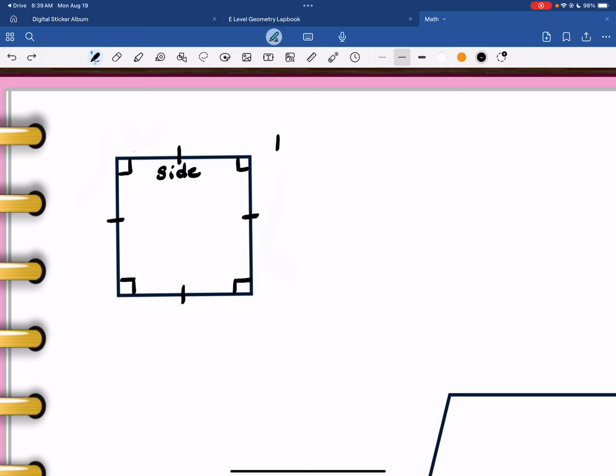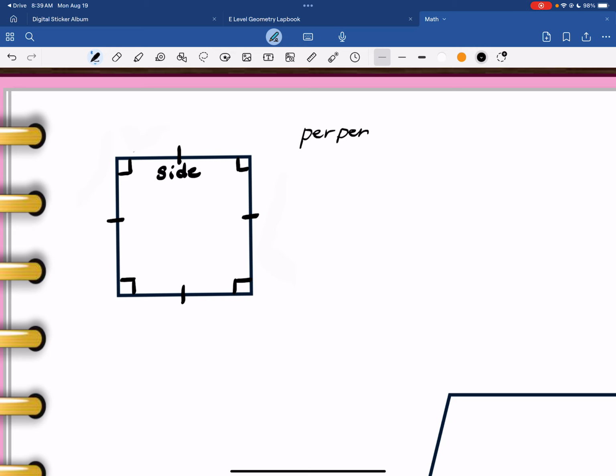Let me get a different pen. That's a little bit hard to read. Perpendicular. And that's not easy to read, so let me adjust my pen here. Sorry. I should have done this beforehand. Let's try this one. There we go.